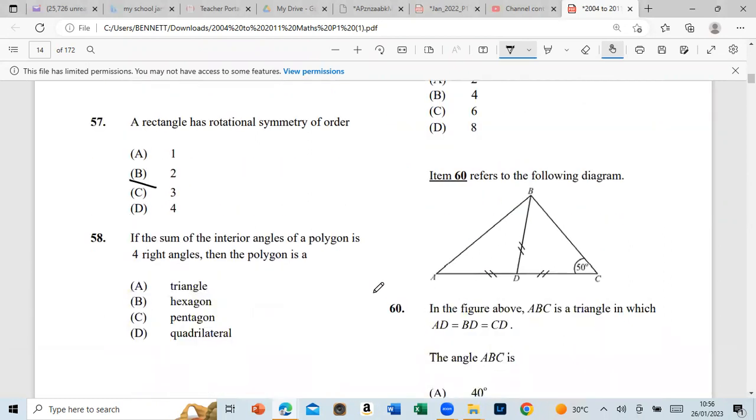If the sum of the interior angles of a polygon is 4 right angles, then the polygon is a quadrilateral.